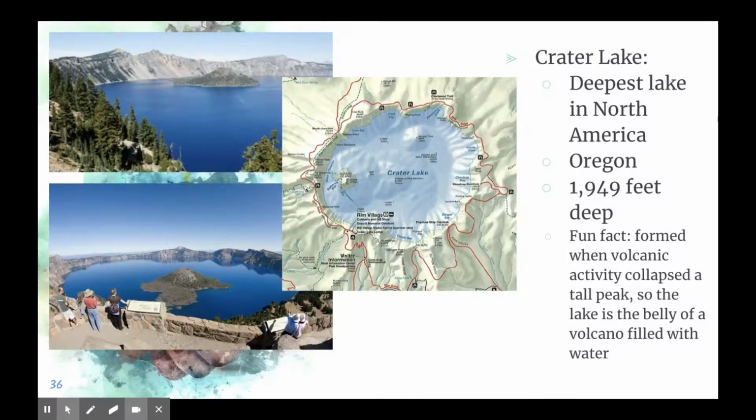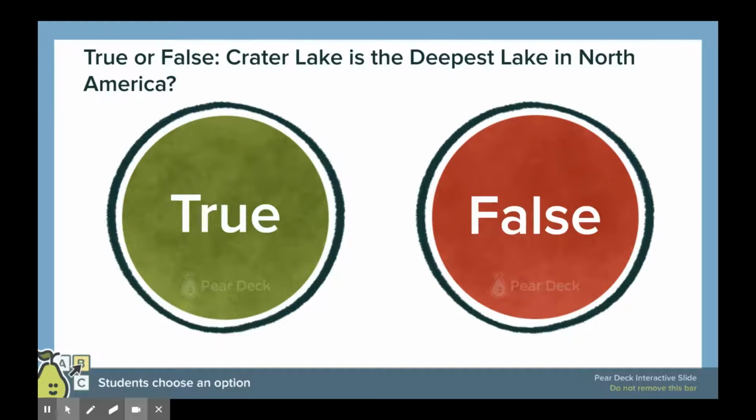Crater Lake is the deepest lake in North America. It's located in Oregon. It is 1,949 feet deep, and it was formed when volcanic activity collapsed a tall peak. So the lake is the belly of a volcano filled with water, which is actually really cool. So true or false, on your Pear Deck, Crater Lake is the deepest lake in North America.